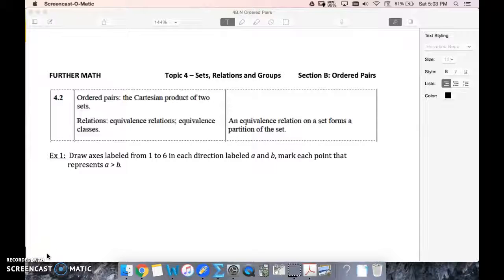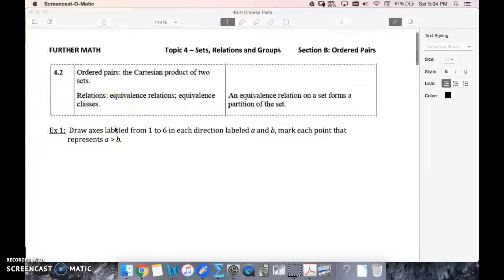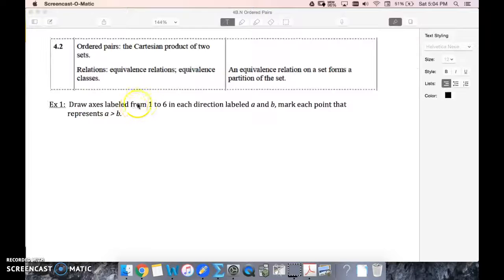Hello class, these are your notes on section 4B, so we're in topic 4, section B, which is ordered pairs. This corresponds to 4.2 in your syllabus, so here's what we're going to be looking at in these notes. And so we're looking at this idea of relations, and let's start by thinking about a set of axes.